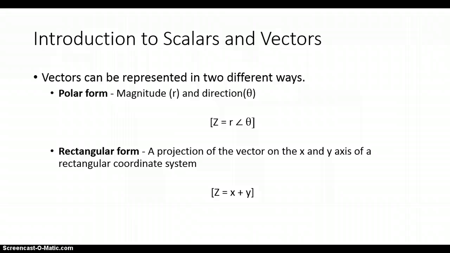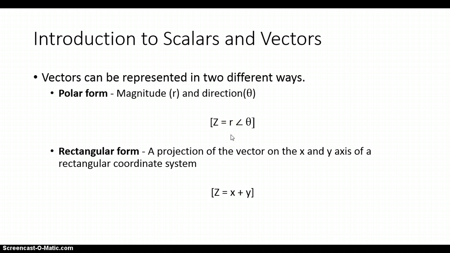Vectors can be represented in two different forms. We have the polar form and we have the rectangular form. In the polar form, the vector is represented by the magnitude. We'll use the letter R to represent the magnitude, and we use the Greek letter theta to represent the direction. If we combine them together, R angle theta, that will be equal to, we'll say, Z for now. And so when we're looking at the vector represented in polar form, it is written as some magnitude angle theta.